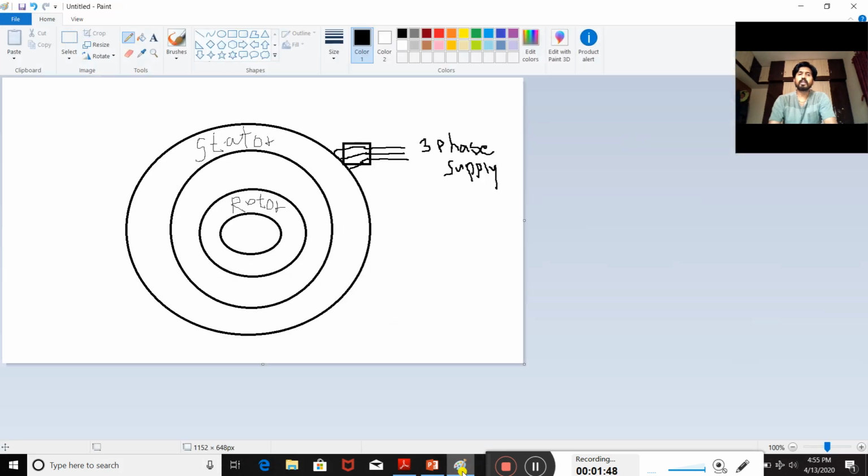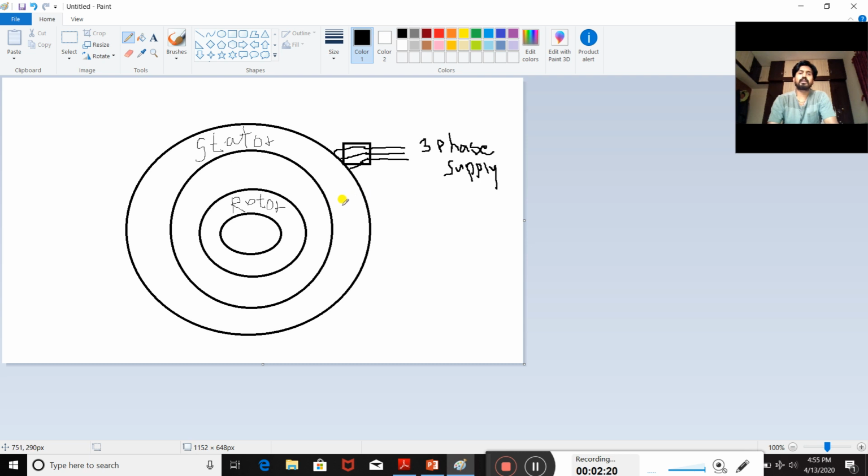Now I can show with this diagram. Consider that in the stator core there are slots. In these slots windings are placed, and in the winding the RMF is induced. This RMF crosses the air gap and cuts the rotor conductors. Here the rotor will be inside. In the rotor slots, winding will be placed. These rotor windings are initially stationary.